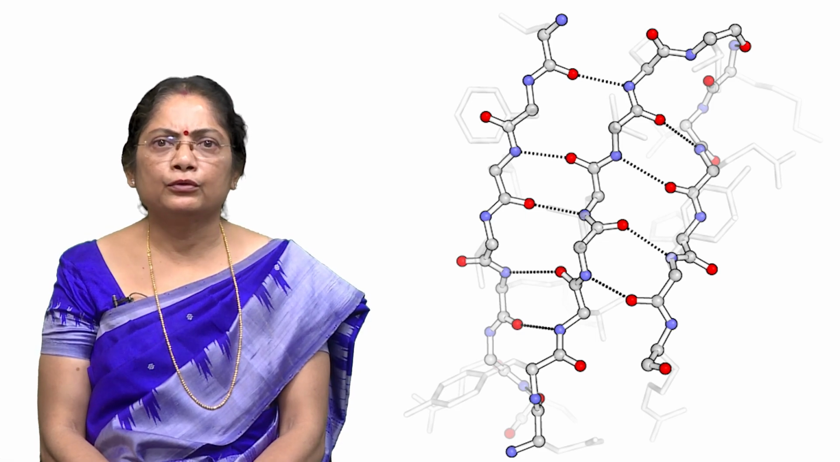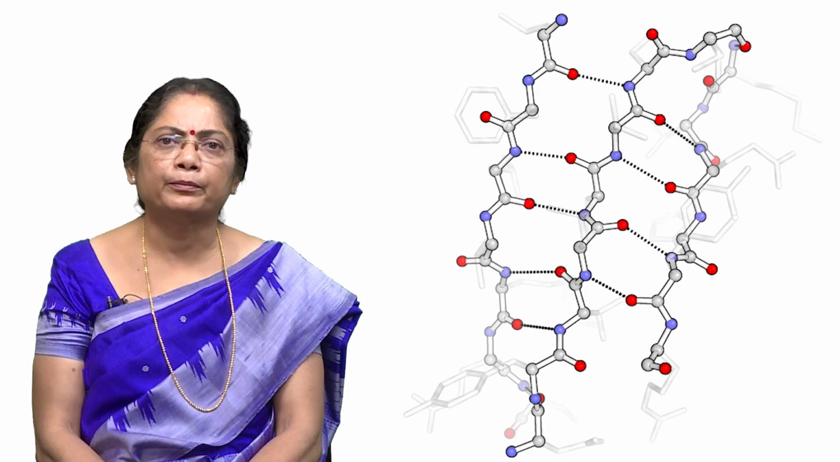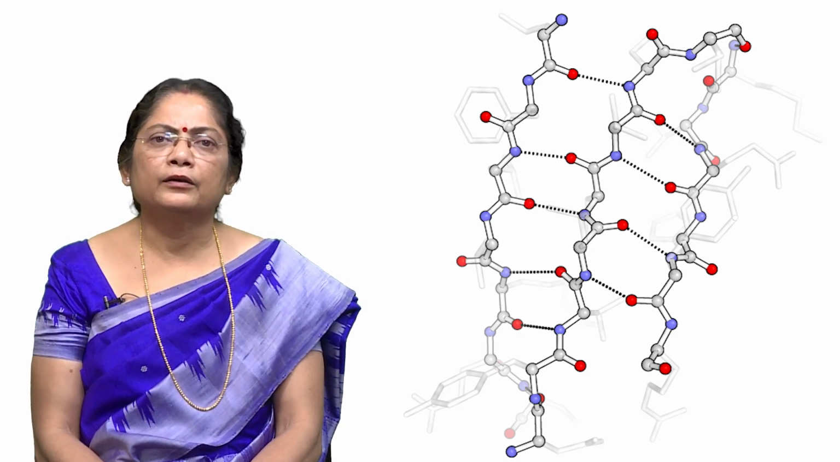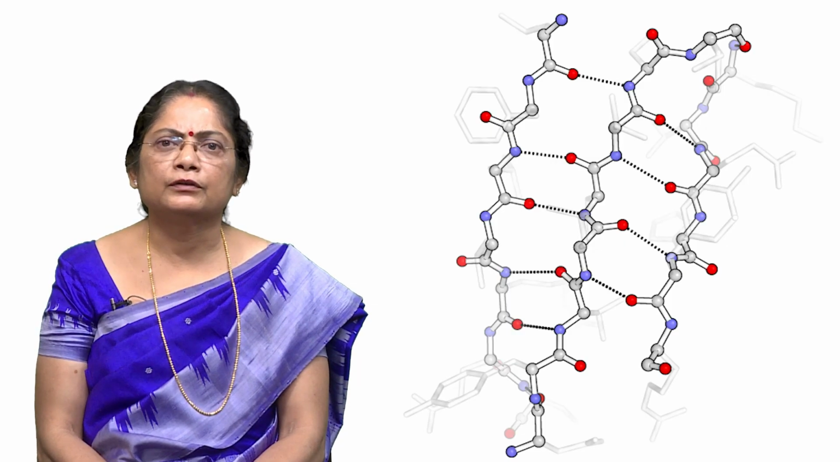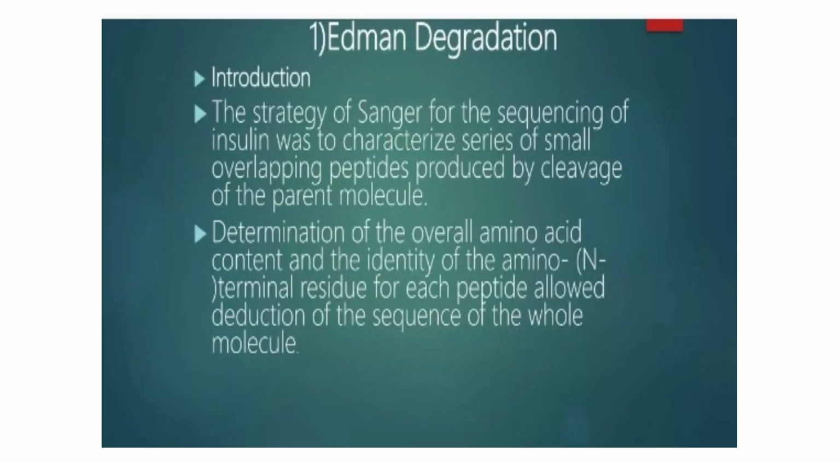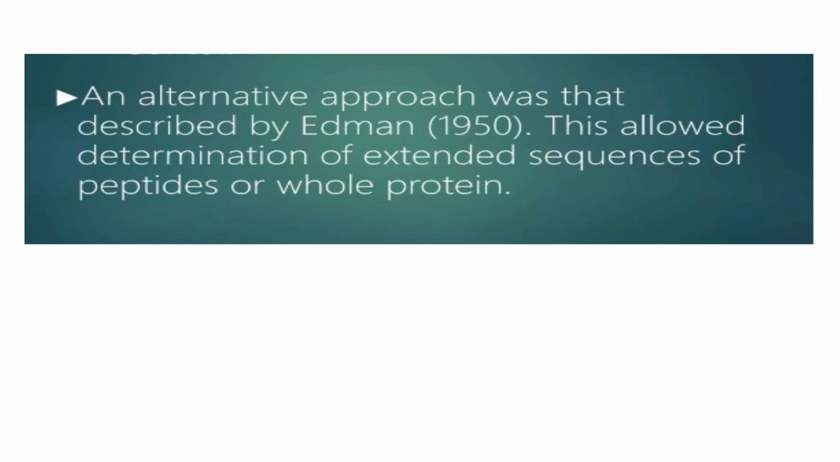So, overlapping peptides are produced by cleavage of the parent molecule. What are the parent molecules? We get our overlapping peptides produced by cleavage of the parent molecule, and determination of the overall amino acid content and identification of the N-terminal residue for each peptide is allowed, and the sequence of the whole molecule is detected sequentially. Now, there is an alternative approach. Edman has also given the same approach, and in 1950 this allowed the determination of extended sequences of peptides or whole proteins.